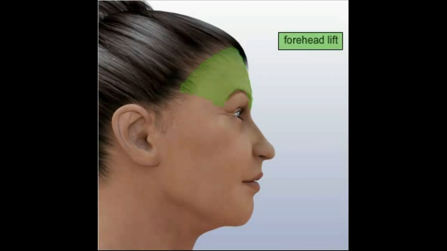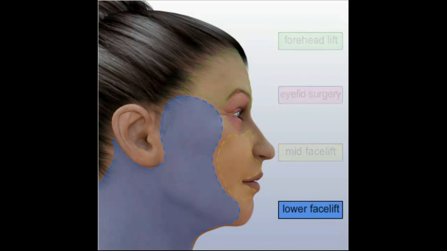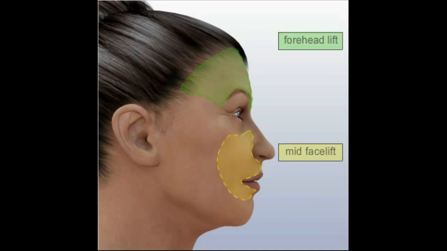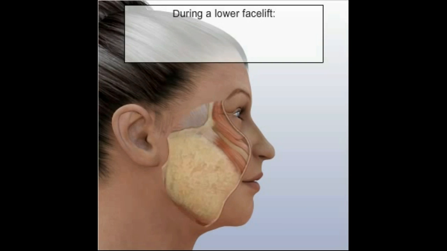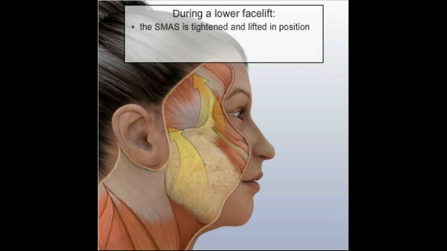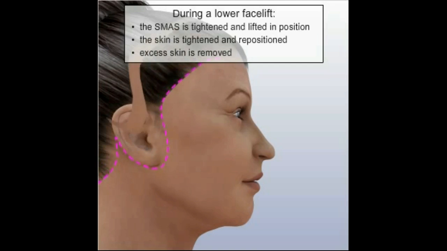There are several different types of facelift, each specialized to treat different regions of the face. For example, the lower facelift is usually performed to rejuvenate the lower portion of the face. Age-related changes in the upper and middle region of the face are usually corrected with a forehead lift and mid-facelift, respectively. During a lower facelift, the underlying connective and muscle tissues, known as the SMAS, are lifted. Facial skin is tightened, and excess skin is removed.